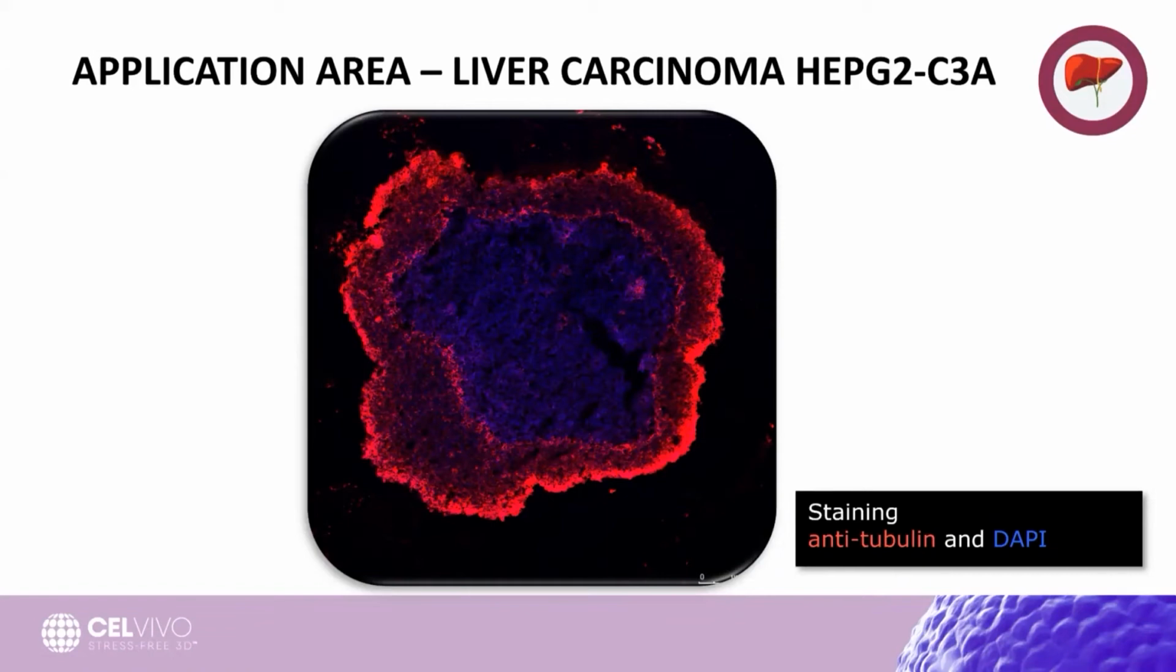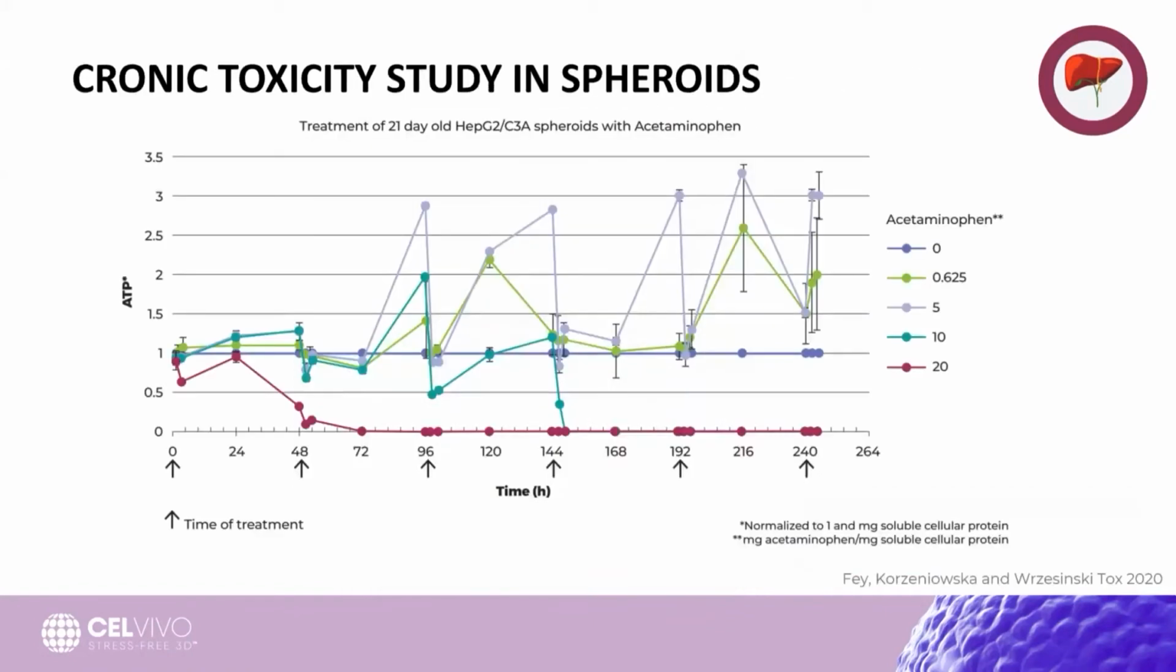And of course, you can use various cell types to develop your new model. What I will show you now is how you can use these cells to do chronic studies. Here we are looking at a graph that shows time to ATP level. This is actually done inside the bioreactor over a period of 10 days, where the spheroids that are 3 weeks old have been hit with paracetamol or Tylenol multiple times.